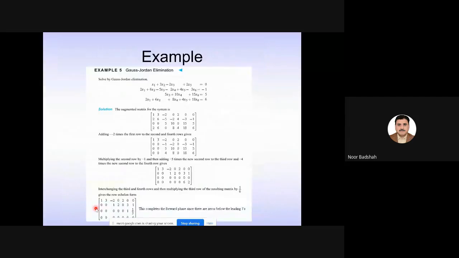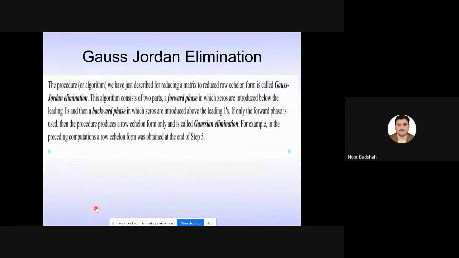Okay, so we basically have two types of methods. One is Gauss elimination and the other one is Gauss-Jordan. In Gauss elimination, what do we do? We convert the augmented matrix into echelon form, and then by using backward substitution we get the solution of the system of equations. Whereas in case of Gauss-Jordan, we convert the given augmented matrix into reduced echelon form.